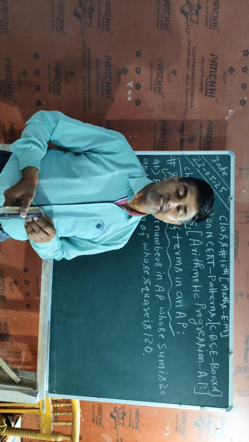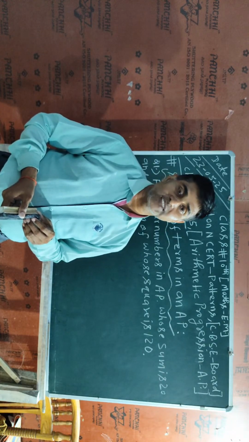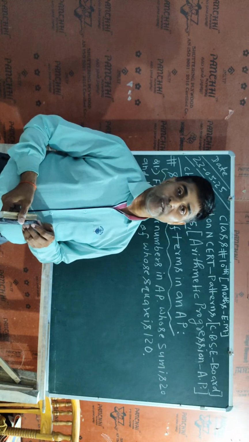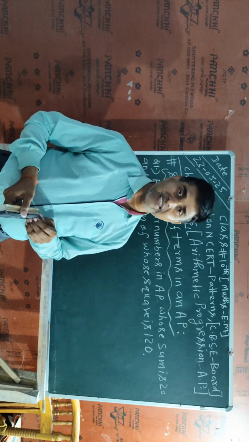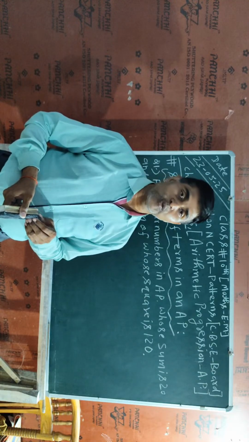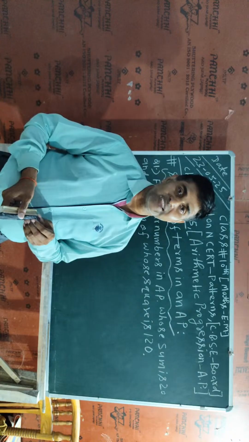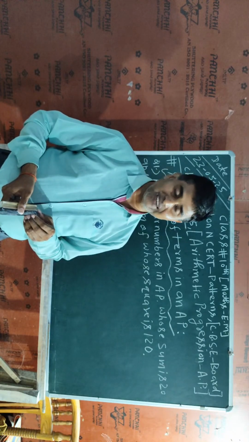So if we have to take three terms in an arithmetic progression, I will write those three terms like this: a minus b as the first term, a as the second term, and a plus b as the third term. After taking its common difference, I will get the common difference, that will be d.